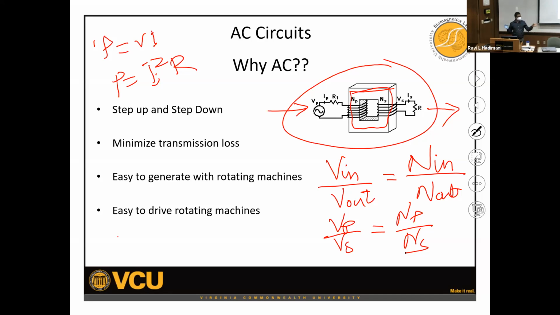Okay, if it's a DC power, then it's constant. There is no variation in the flux. Hence, you won't get any induced voltage in these coils. So this is the basic principle. That's why AC can be stepped up and stepped down. By doing that, you can minimize the transmission loss. Okay, so that's the first one.